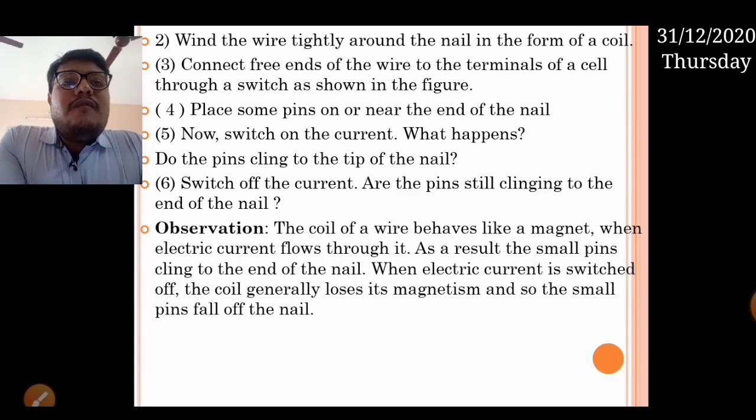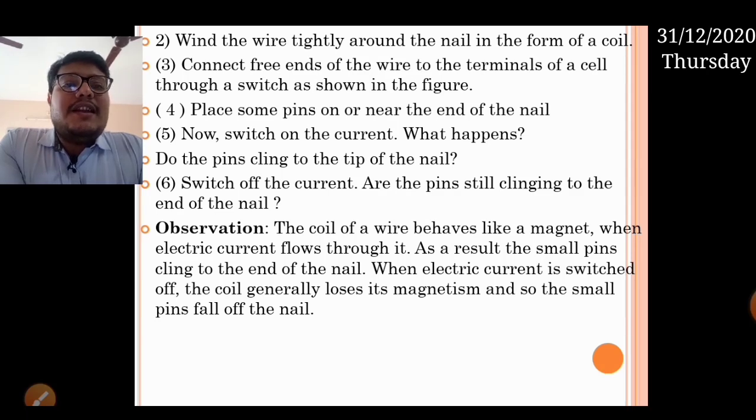The coil of wire behaves like a magnet. The coil which is on the nail behaves like a magnet. When electric current flows through the coil, as a result the small pins cling to the end of the nail. Because the nail is in contact with the coil, it behaves as a magnet and all pins are attracted towards that nail.